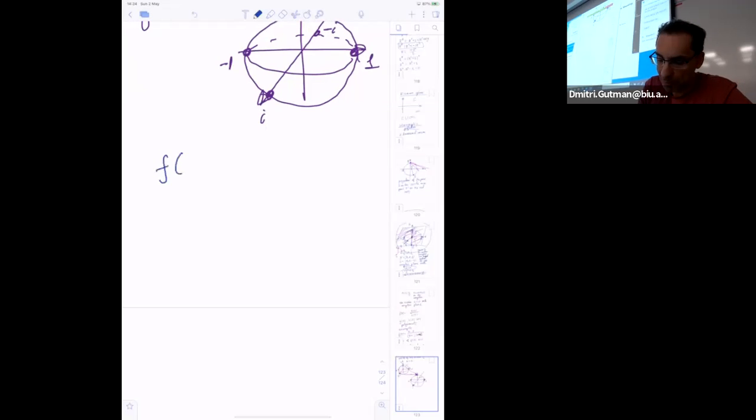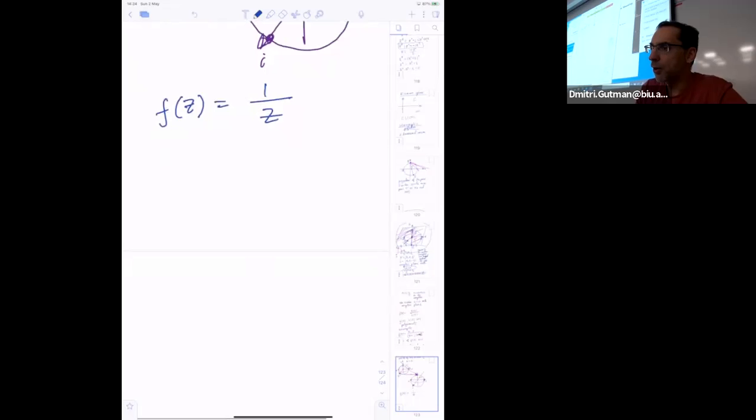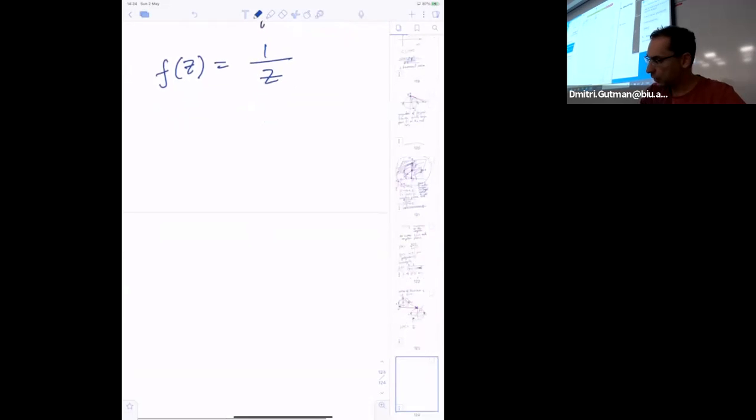Maybe not more complicated. Let me now consider the function 1 over z. Once again, we can repeat the same story. On the complex plane, this is the function that has a pole. Where does it have a pole? At the origin, z equals 0. It's a pole of degree 1. We all know what to do with this thing. Now let us see what this function does with a Riemann sphere.